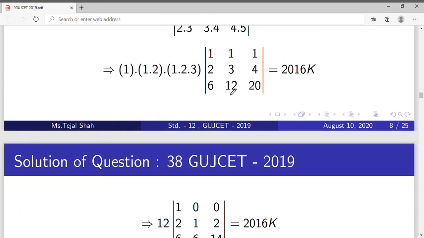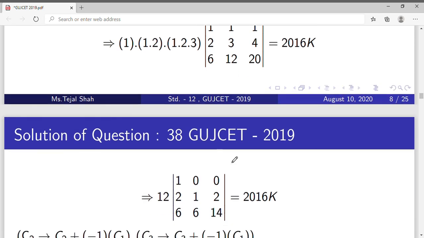Now here this row contains all elements 1. So here try to convert the maximum number of zeros. Using this column convert these elements to 0 and also using this column convert these elements to 0. So column 1 multiplied by minus 1 added to column 2. So we get 1 minus 1 is 0, 3 minus 2 is 1 and 12 minus 6 is 6. Same way, column 1 multiplied by minus 1 added to the third column. So we get 1 minus 1 is 0, 4 minus 2 is 2 and 20 minus 6 is 14, which is equal to 2016k.